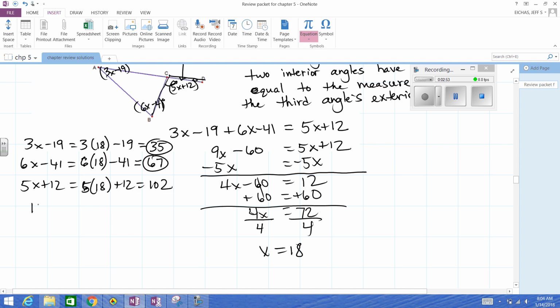One more angle just in case we needed to. These two are a linear pair, so I'll subtract from 180. And what we have is, just redraw this, I'll have 35 here at angle A. Angle B, we're going to have 67. The interior angle, we're going to have 78, and the exterior is 102. Okay, so that takes care of that one.